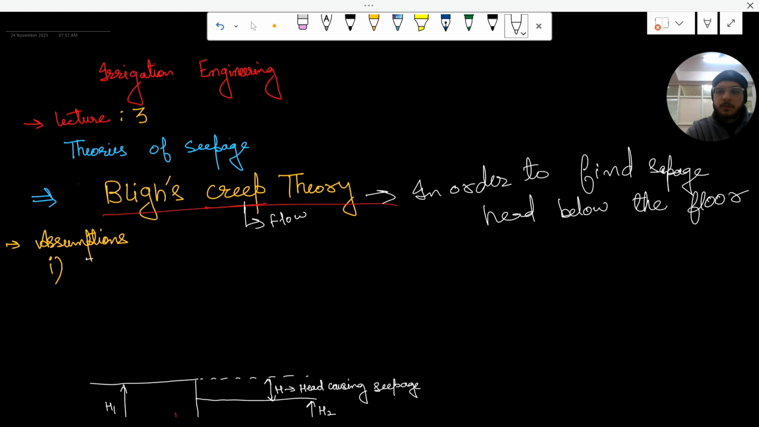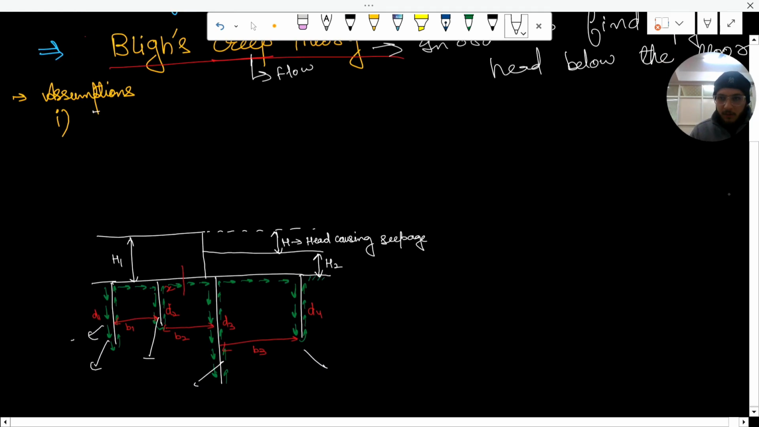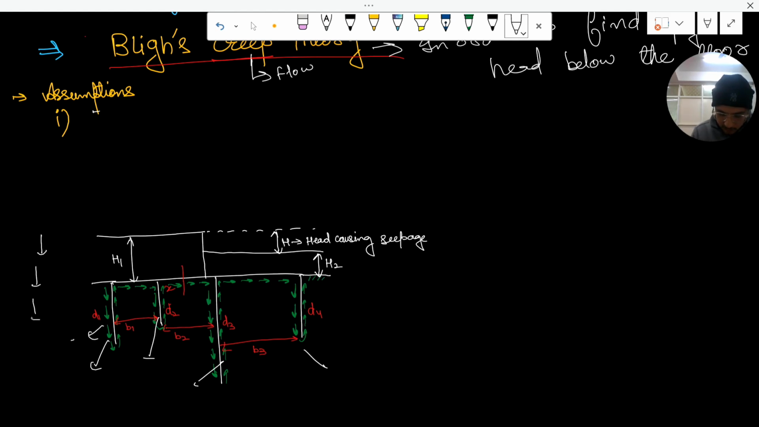Now in order to understand this theory fully, here in the Bly's Creep theory, the creep signifies the flow of water. I will just explain it to you diagrammatically here. So when the water percolates below the surface, this is our subsurface, and this is our ground surface above. Now when this water percolates below the surface, it will follow the base profile of the floor.